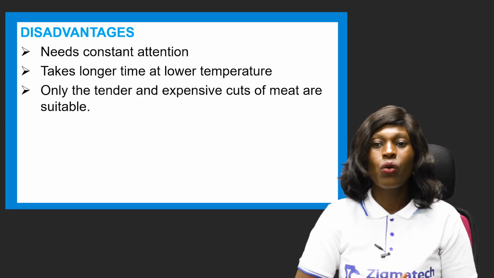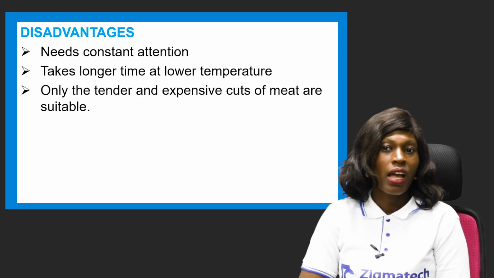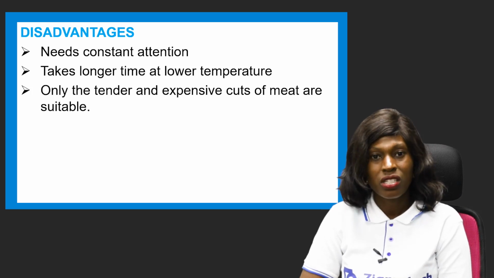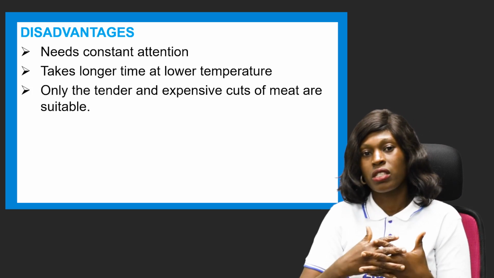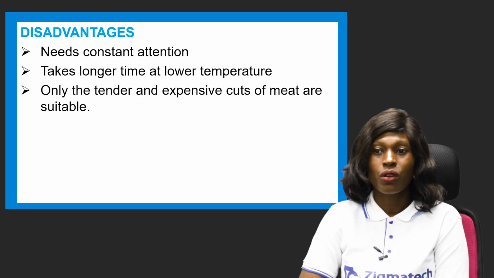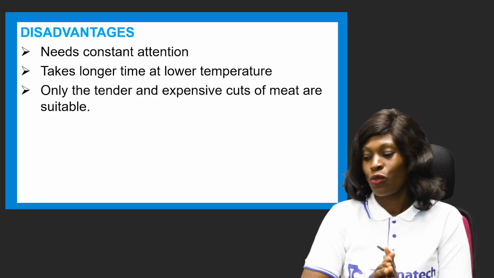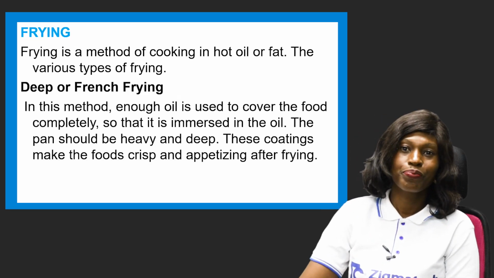To cook. Then only the tender and expensive cuts of meat are suitable. So it's only tender cuts. You can't do a whole chunk of it using the roasting method. So it's the tender and expensive cuts of meat that are suitable for what? Using the roasting method.